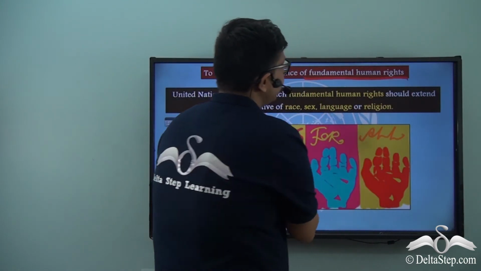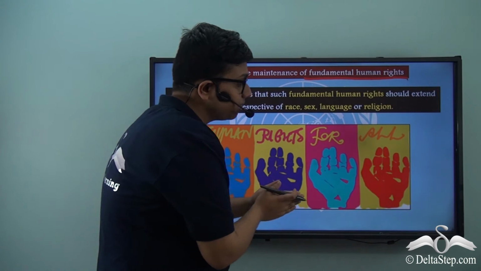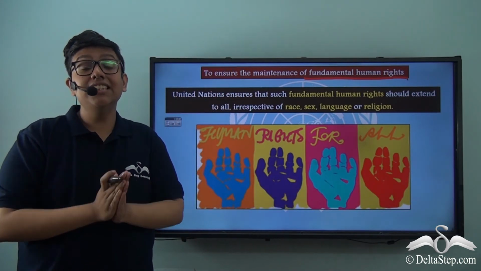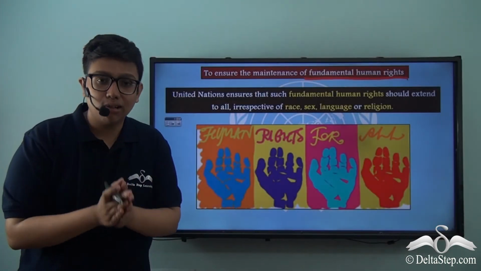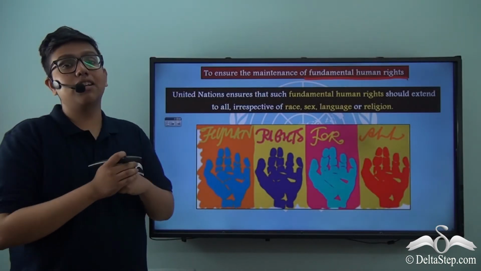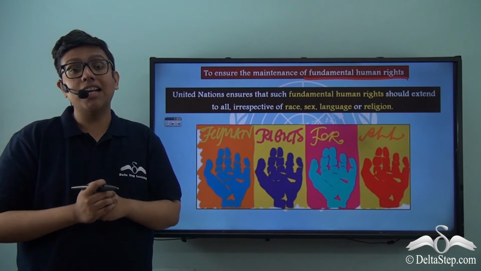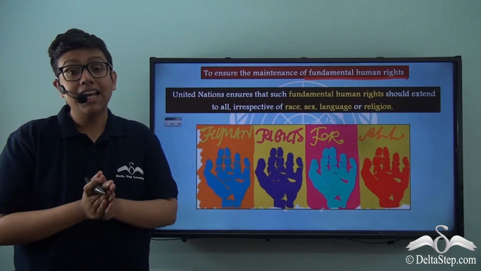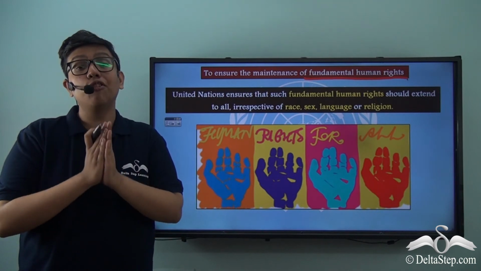Now, why are some of the rights called fundamental? This is because these are the rights that are available to a human being since their birth. The basic qualification to access these fundamental human rights is just to be born as a human being. And thus no one should be able to take this away from us. And they're fundamental for our overall development.